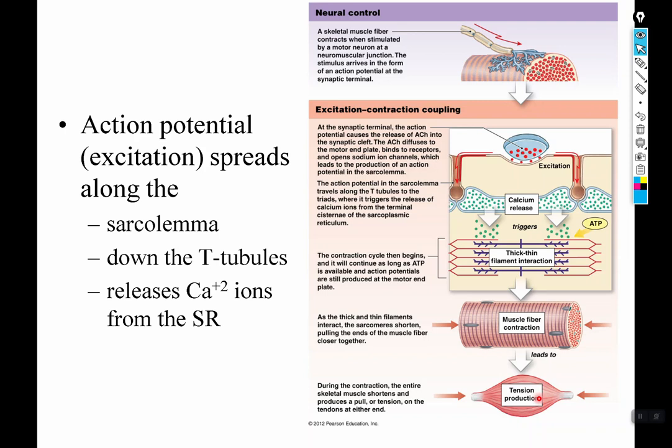So we'll talk more about that later, the difference between kinds of contraction. So that's why we say tension production instead of necessarily shortening. So it can be different.